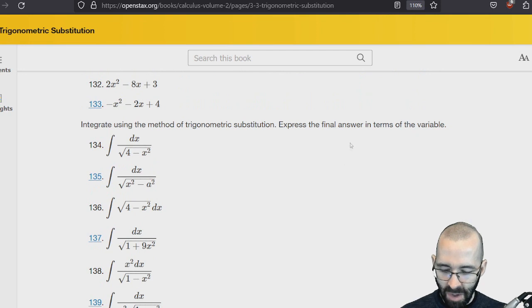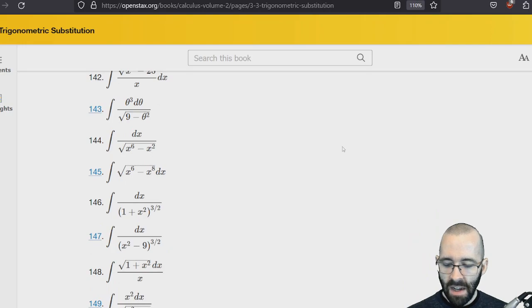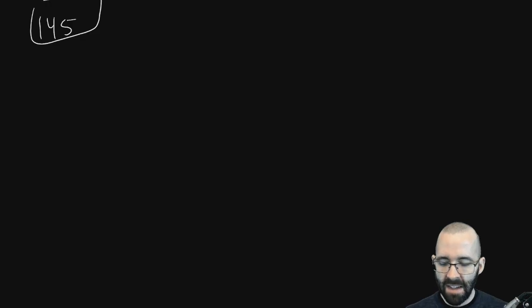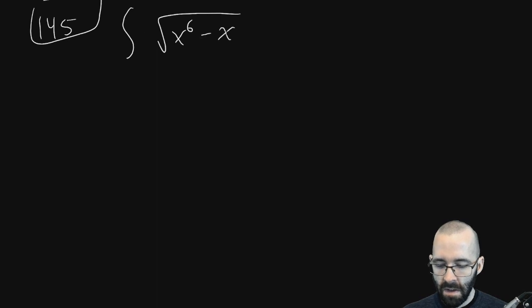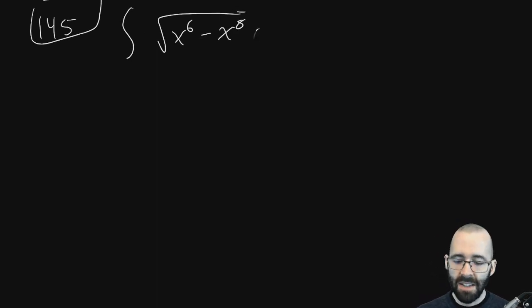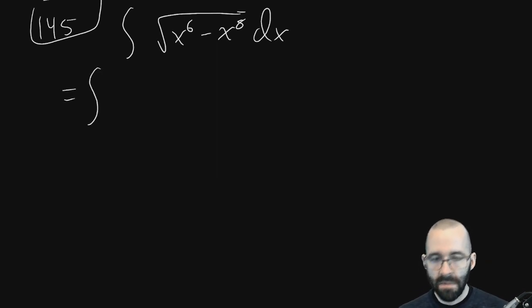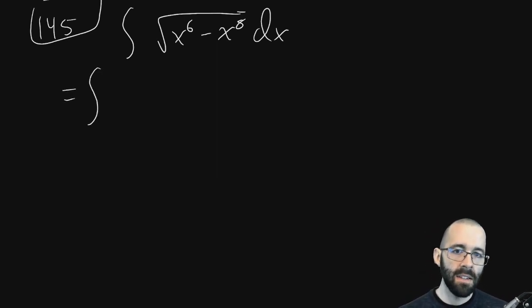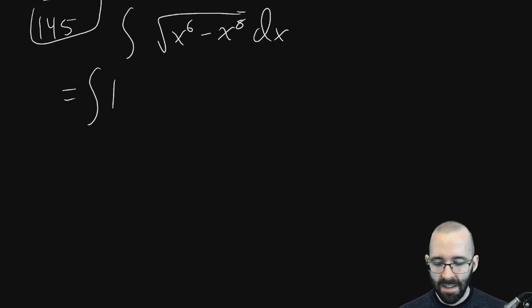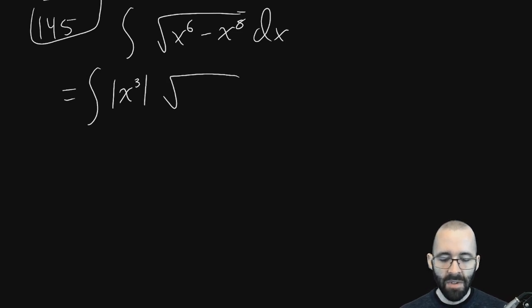Wait, I don't think we have to complete the square in 145. One of these I have you complete the square. 145 is the square root of x to the 6th minus x to the 8th. Right off the bat, let's rewrite this. Let's factor out an x to the 6th. That gives us the square root of x to the 6th, which is the absolute value of x cubed. We factor out an x to the 6th, we're left with 1 minus x squared.